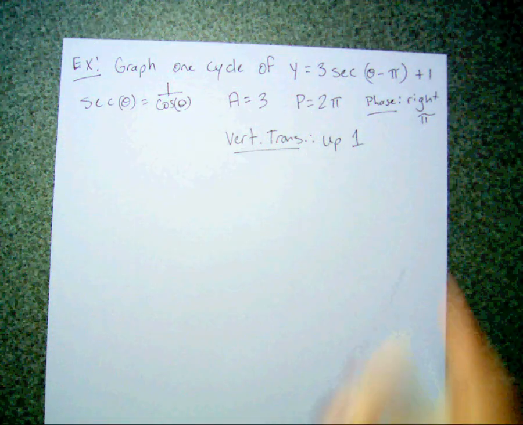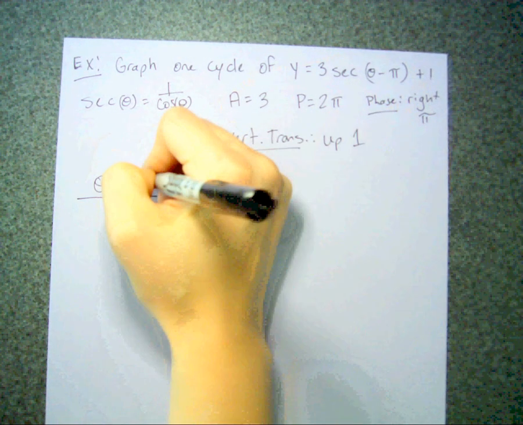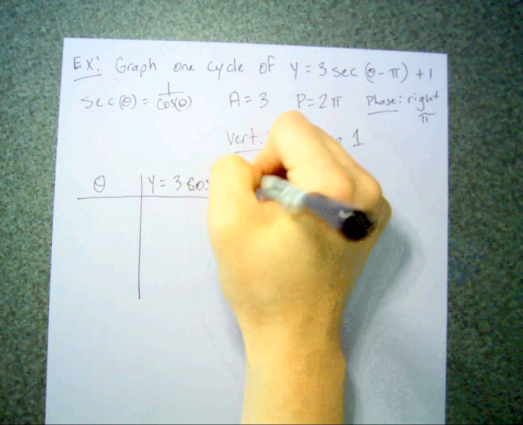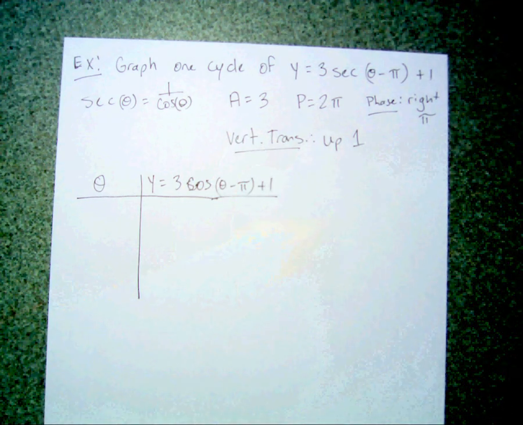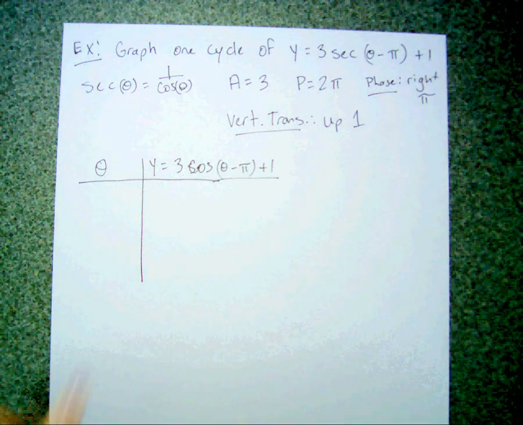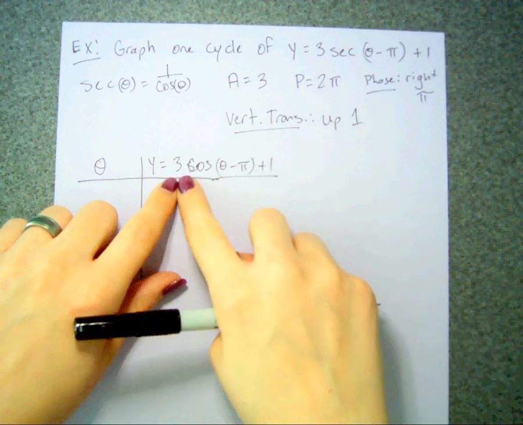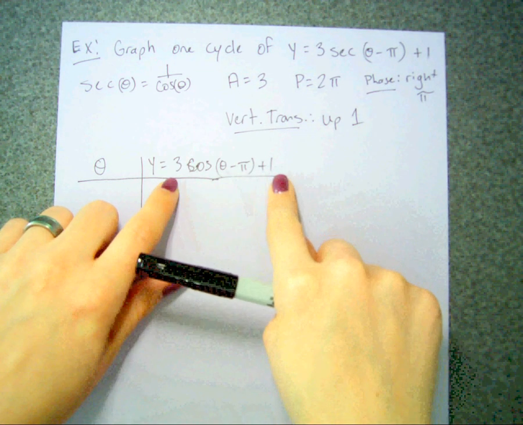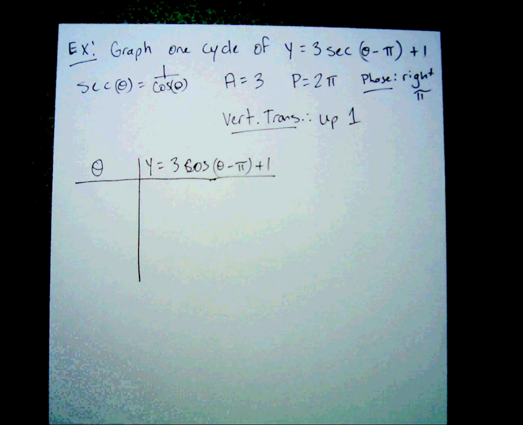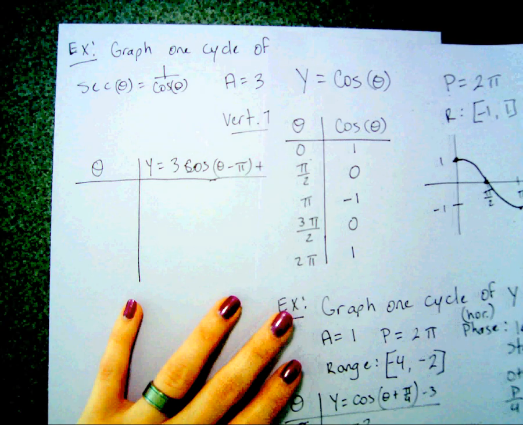And so I'm just going to start with cosine. So theta, we'll figure out our transformations. y equals 3 cosine theta minus pi plus 1, right? I want to find all the values for cosine first before I graph it. So let's start with the y values. If you look at the function, I'm supposed to multiply the original y values times 3 and then add 1. And if you recall, the original y values for cosine are 1, 0, negative 1, 0, 1.